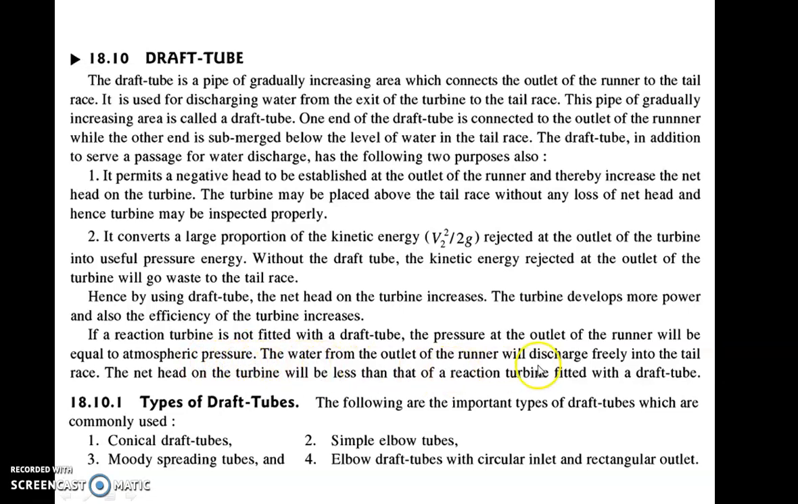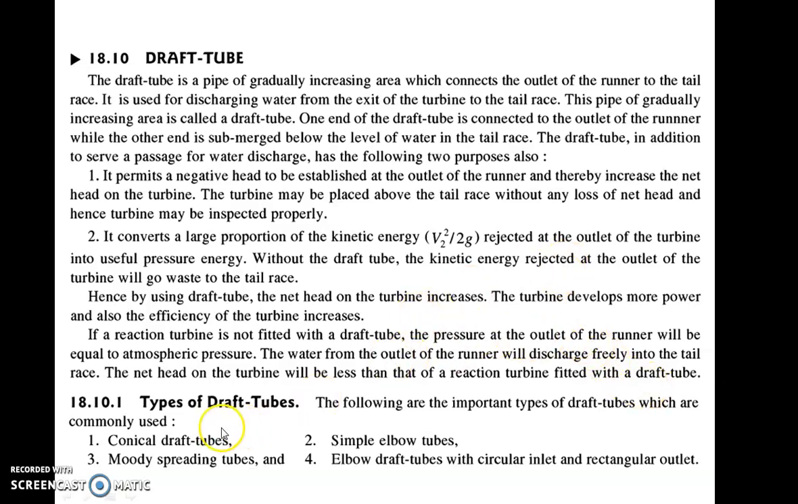The water from the outlet of the runner will discharge freely into the tail race and the net head on the turbine will be less than that of the reaction turbine fitted with a draft tube. So if you are not fitting a draft tube, you are getting less net head. But if you are fitting a draft tube, because of the negative head created, you are getting more net head, and that will increase the power.